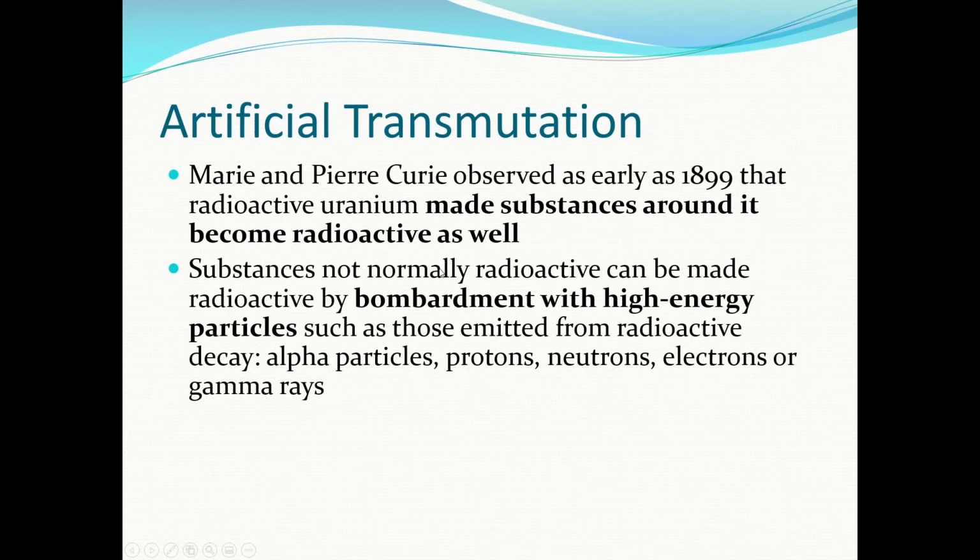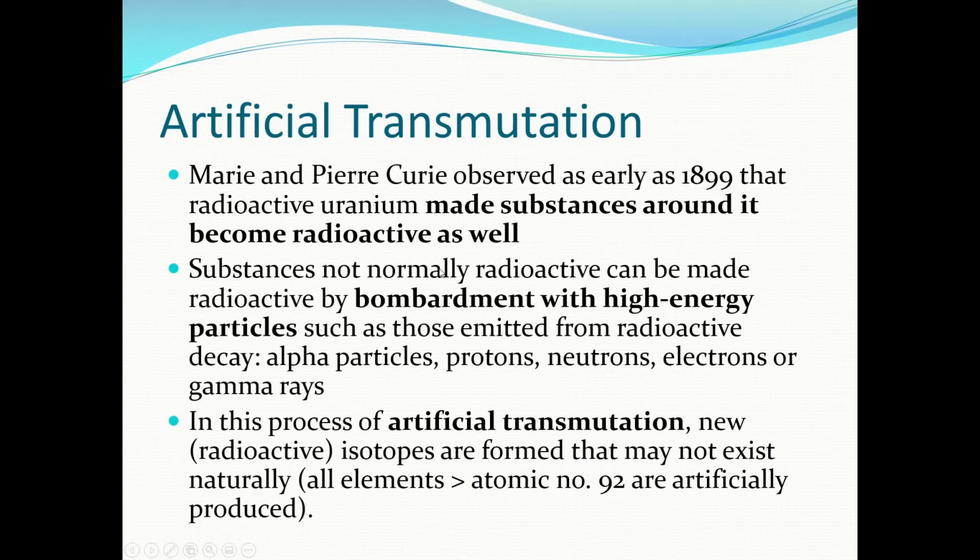So when you stuck the uranium by a non-radioactive substance, it was being bombarded with protons, neutrons, electrons, alpha particles, gamma rays. And in this process of artificial transmutation, new radioactive isotopes are formed that may not exist in nature. So number 92, which is uranium, is the heaviest naturally occurring element, but by bombarding it with high energy particles, you can make 93, 94, 95, you can make elements that are not naturally occurring.